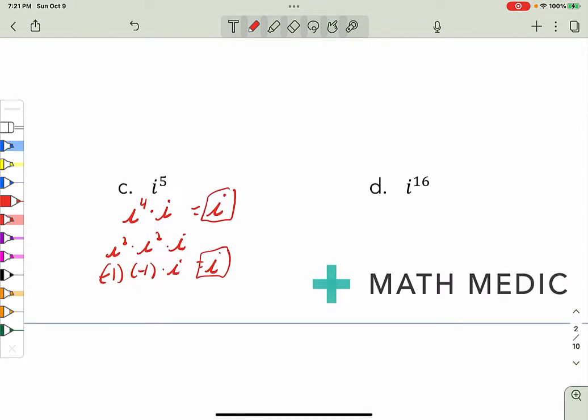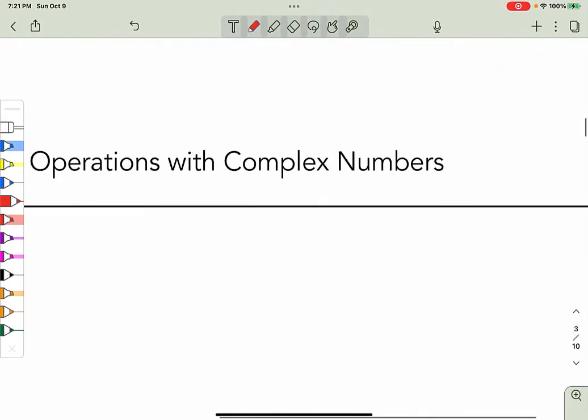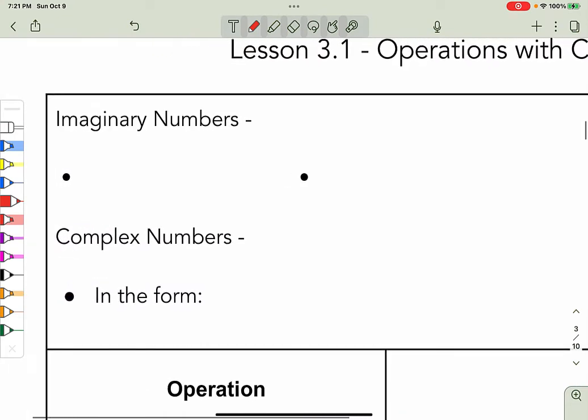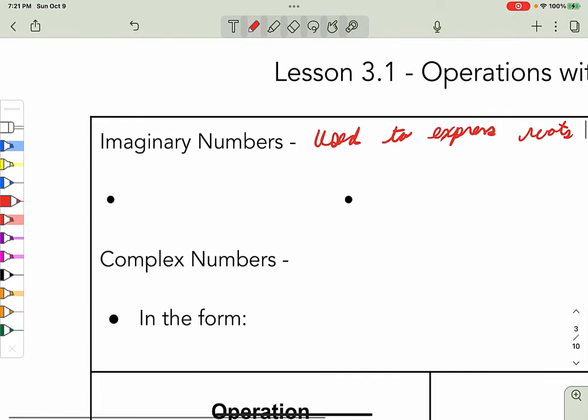So I to the 16th simply equals I to the 4th raised to the 4th power, and I to the 4th we know is just 1, so 1 to the 4th equals 1. So you can see it's a pretty straightforward, pretty easy way to do that. So let's go ahead and do a little more with complex numbers. So basically, imaginary numbers are used to express the roots of negative numbers. So again, we had I equals the square root of negative 1, I squared equals negative 1.